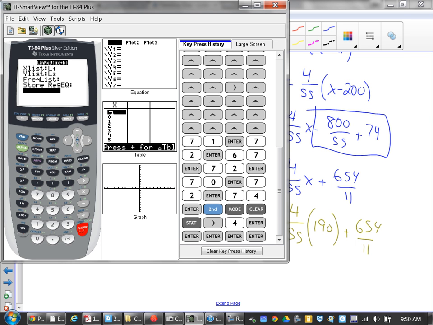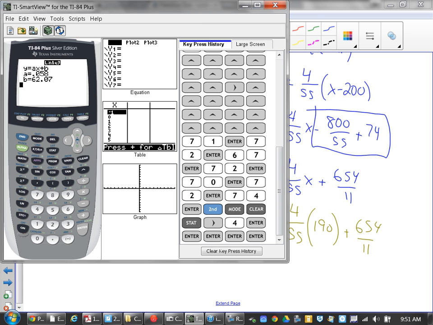Now if you scroll through, this is telling you what your A and your B is. So it tells you that your A value is .058, where we had it as 4/55. What's 4/55 as a decimal? It's .07. So really a couple hundredths off. But you see, the calculator is a little bit more specific.